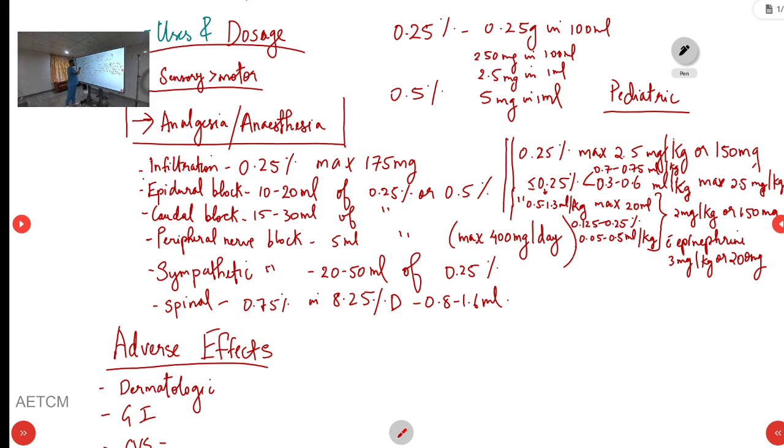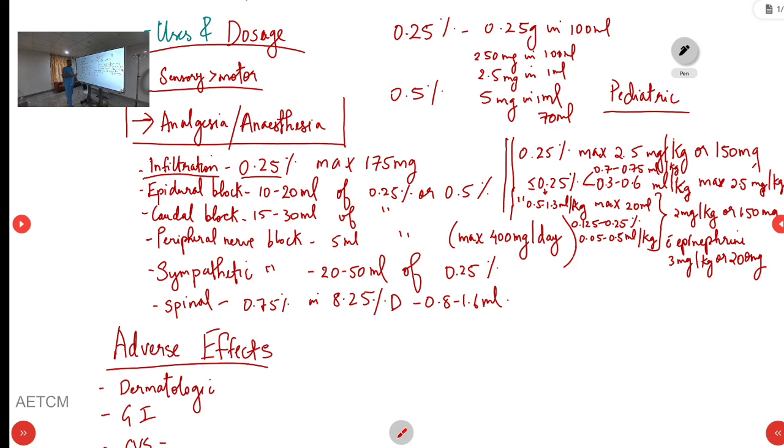For infiltration purpose, we can use 0.25 percentage. Based on that, the maximum dose we can give is 175 mg. If you calculate, 175 mg will be approximately 70 ml. So 70 ml will be the maximum you can infiltrate locally in an adult individual.